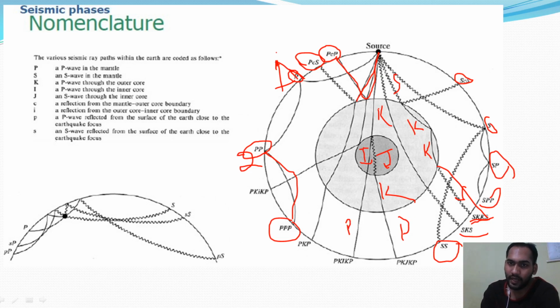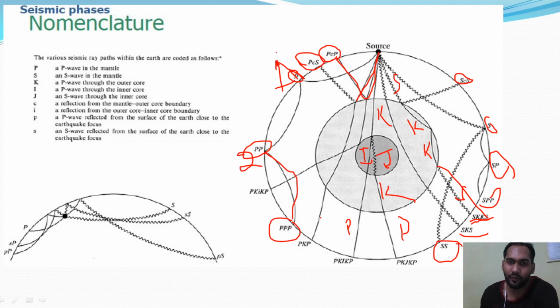So PKIKP means P in mantle, P in outer core, P in inner core, P in outer core, P in mantle. Or PKJKP means P in mantle, P in outer core, S in inner core, K means P in outer core, and then P in mantle. Or it can come as PKJKS, or it can come as SKJKP, SKIKP, SKIKS. Any combinations can be there.